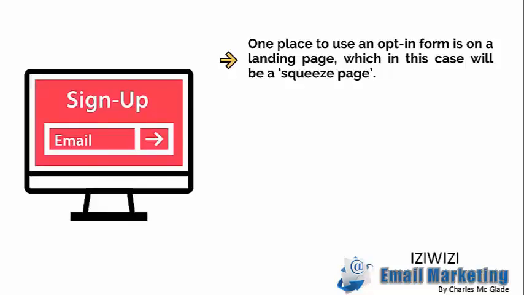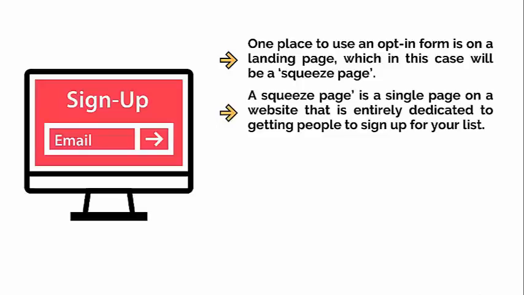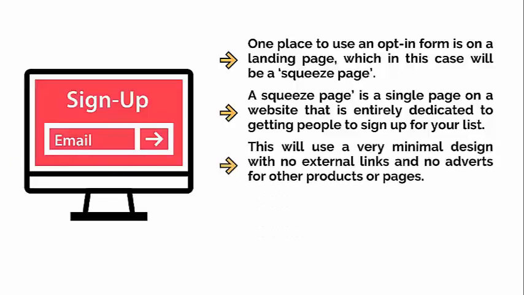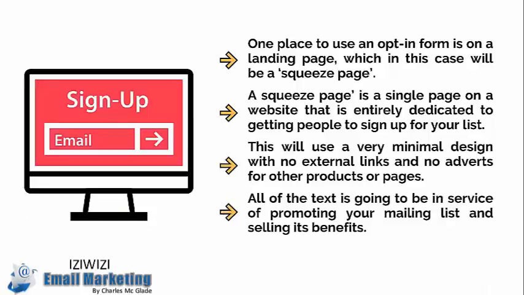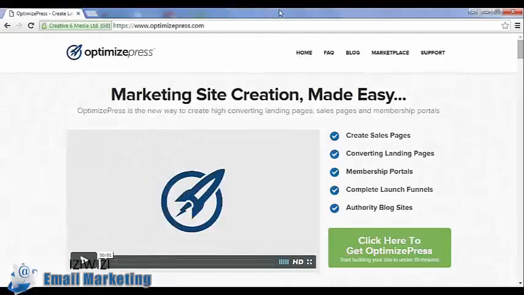One place to use an opt-in form is on a landing page, which in this case will be a squeeze page. A squeeze page is a single page on a website that is entirely dedicated to getting people to sign up for your list. This will use a very minimal design with no external links and no adverts for other products or pages. At the same time, all of the text is going to be in service of promoting your mailing list and selling its benefits. If you're unsure of how to build a squeeze page, then you can do it easily by using a WordPress site and installing the OptimizePress theme.